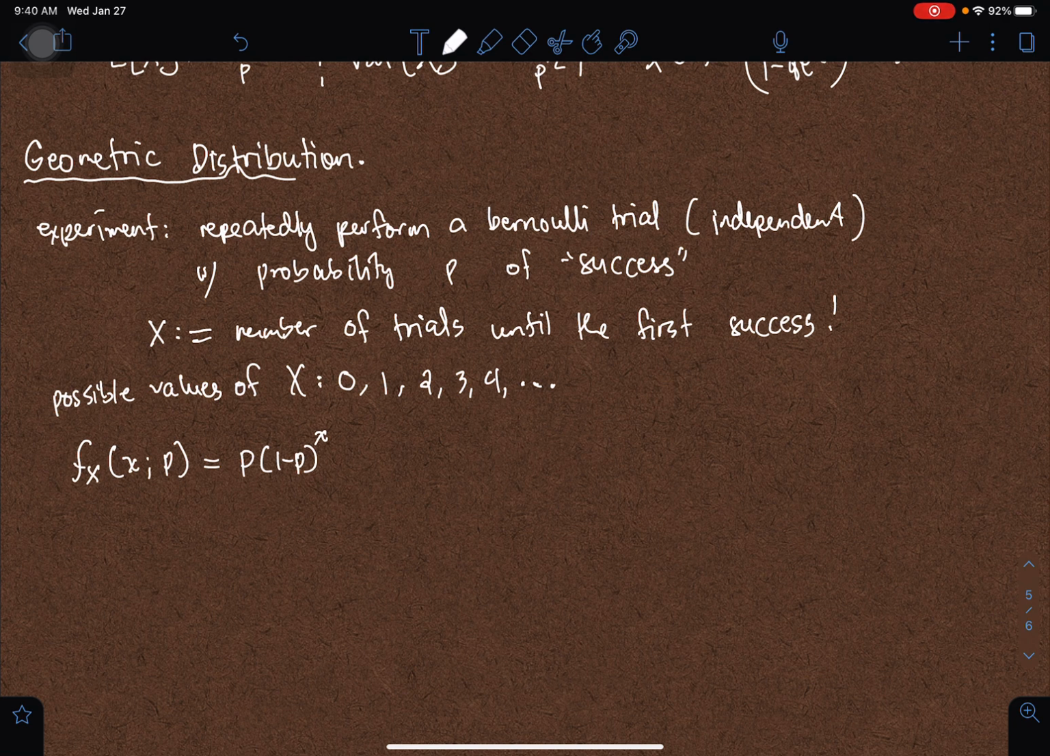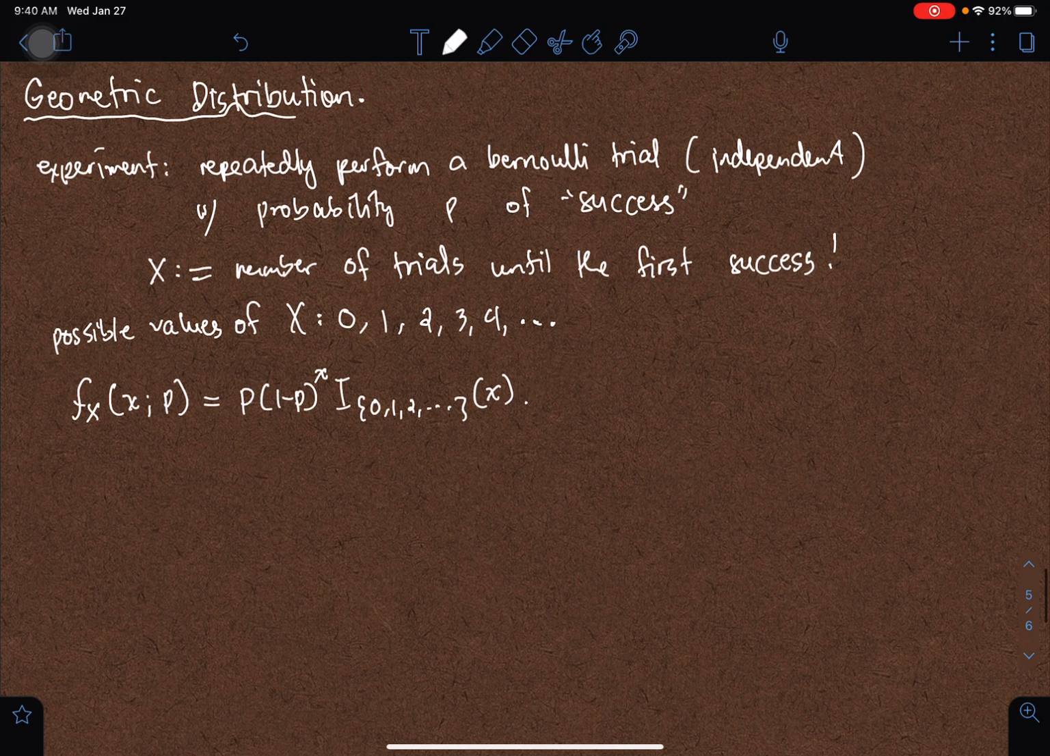So the probability mass function of a geometric random variable is given by p times (1 minus p) to the X, times the indicator that X takes on the values 0, 1, 2, etc. That's the probability mass function of a geometric distribution. Now, what is its mean? What is the expected value of X?